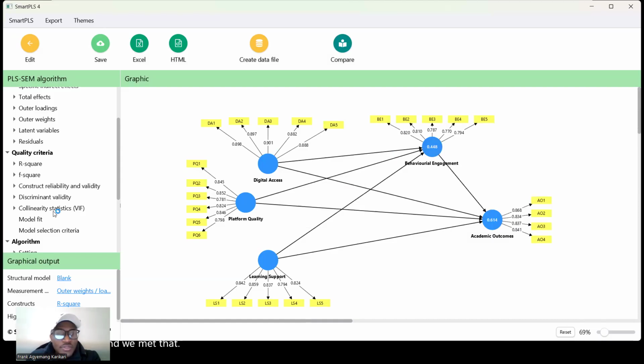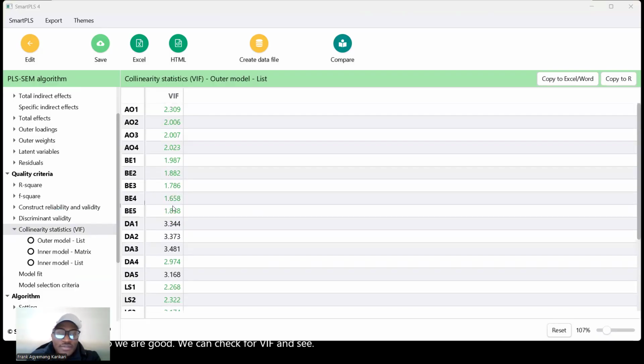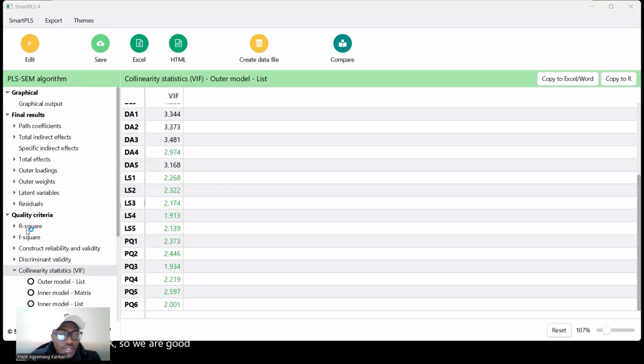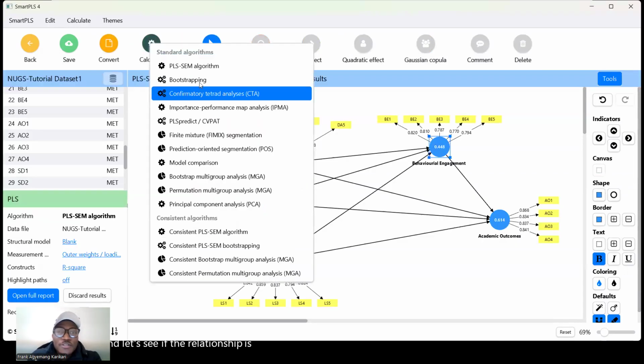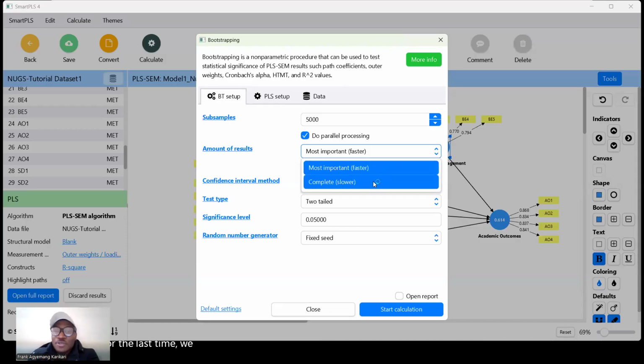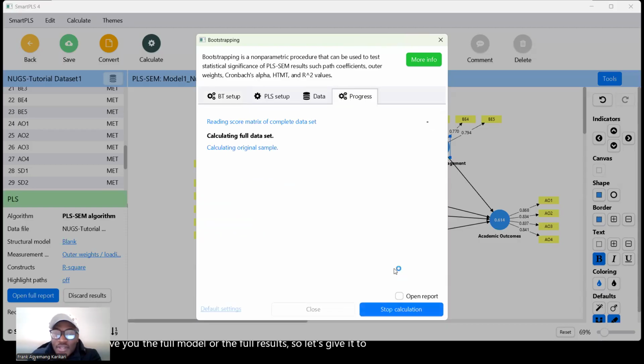So we are good. You can check the VIF. This is our VIF, and everything is less than 5, so we are good to go. Let's see if the relationship is significant. How do we go about it? We go to the bootstrap. Bootstrap is where we get our significant p-values. Let me turn this to faster, because the last time we demonstrated that when you turn it to slower, it will take some time, but it will give you the full results. So let's give it faster, and then start calculating so that we can be very clear with it.